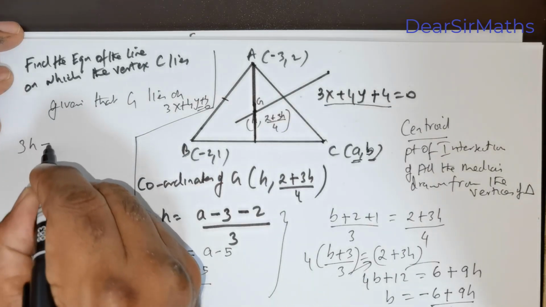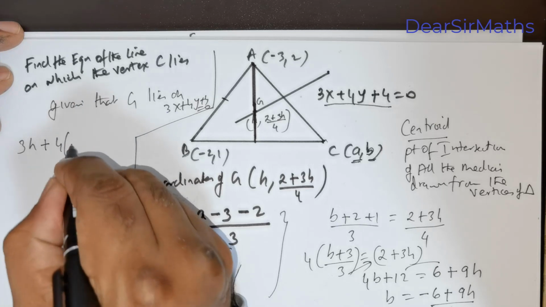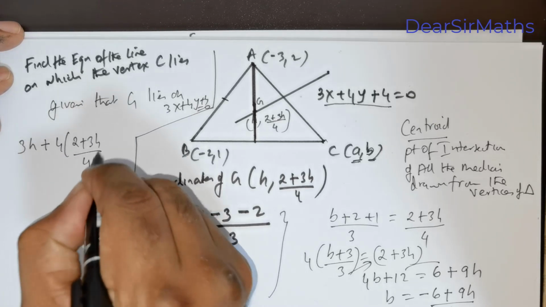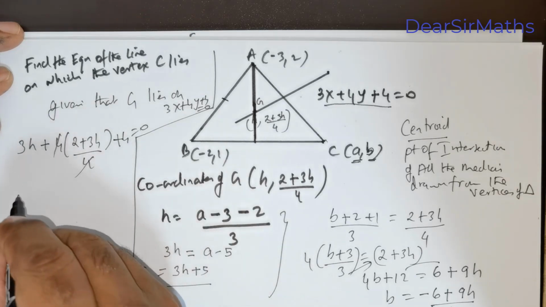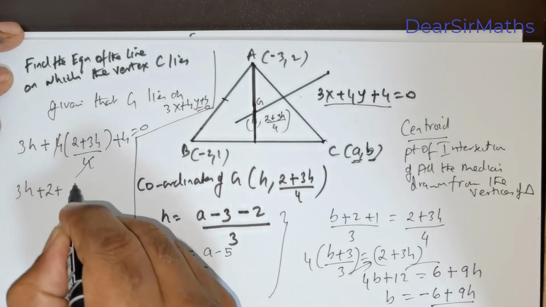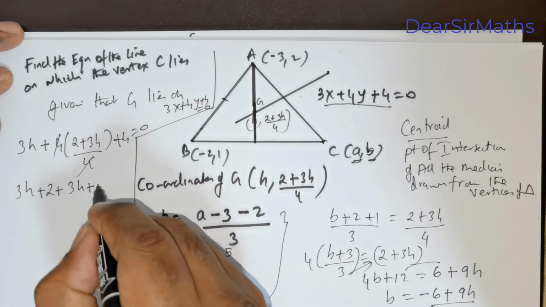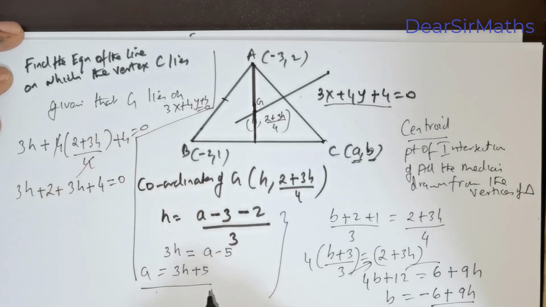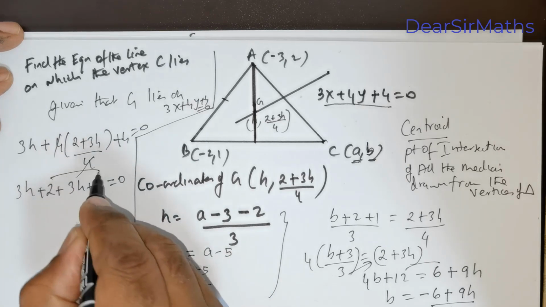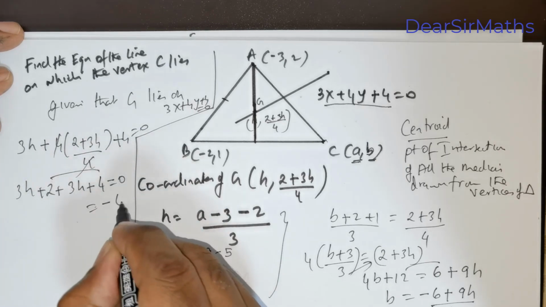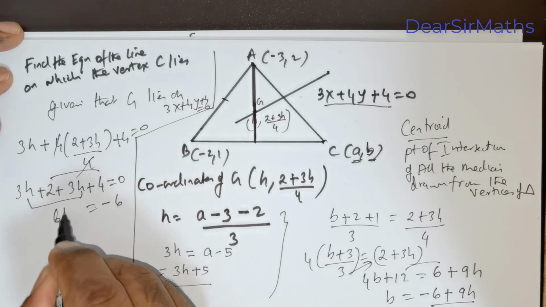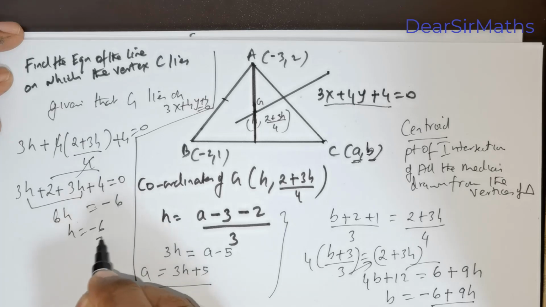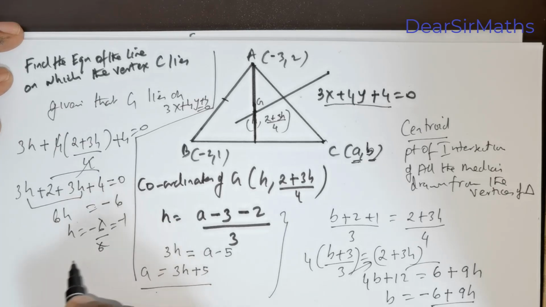So 3 times h + 4 times (2 + 3h)/4 + 4 = 0, right? So 4 can be cancelled, you get 3h + 2 + 3h + 4 = 0. Now 4 added with 2 gives me 6, you move the 6 to the other side, you get negative 6, and 3h added with 3h, you get 6h. So therefore h = -6/6, and that's going to be -1. So I've got the value of h as -1.